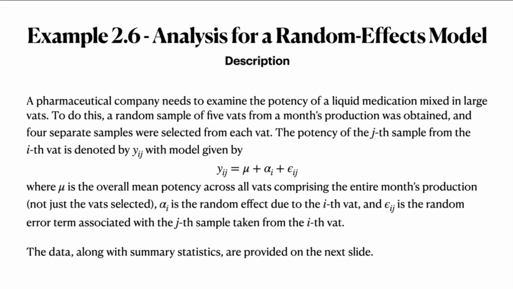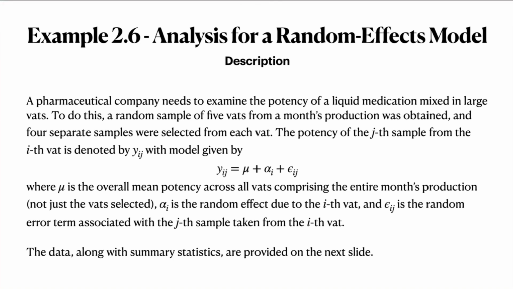Here's the description. A pharmaceutical company needs to examine the potency of a liquid medication that is mixed in large vats. To do this, a random sample of 5 vats from a month's production was obtained, and 4 separate samples were selected from each vat. The potency of the jth sample from the ith vat is denoted by y sub ij, with model given by the following. So we will recognize this from the previous lecture video.